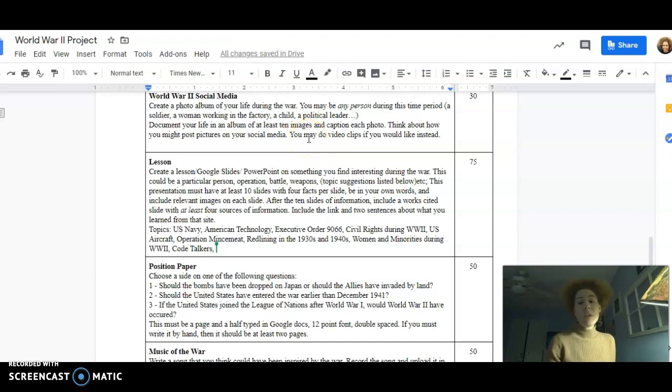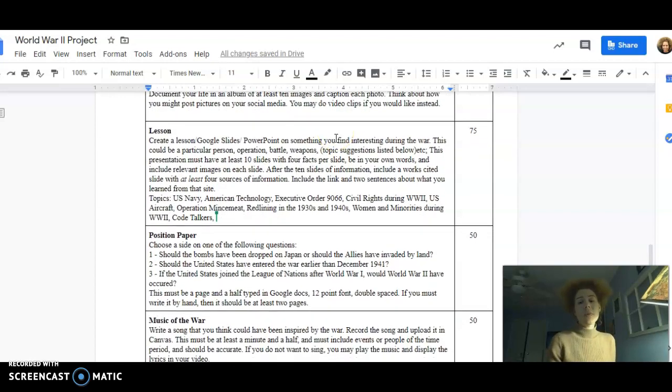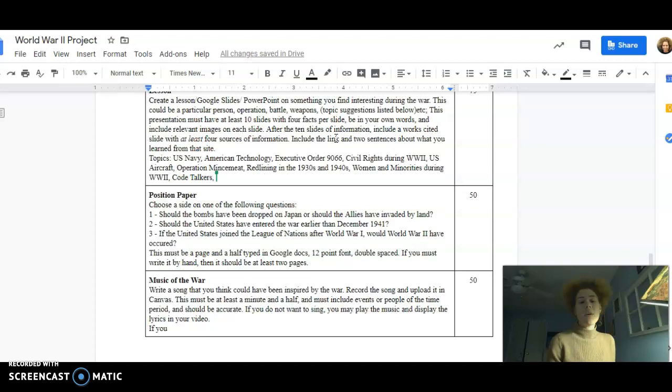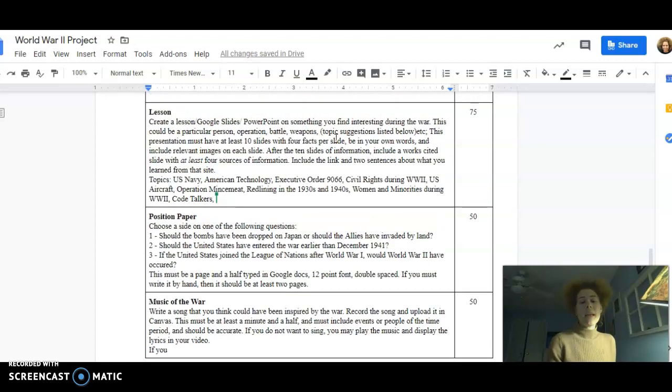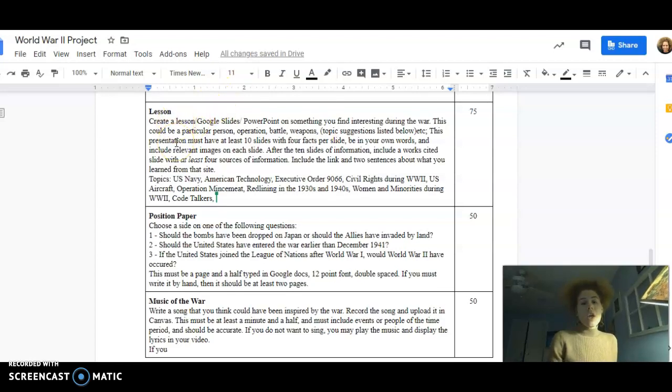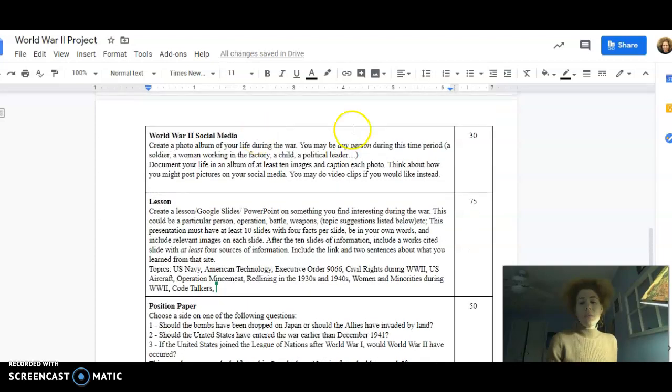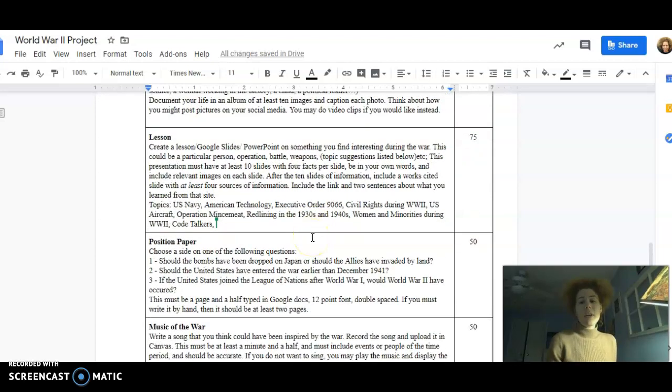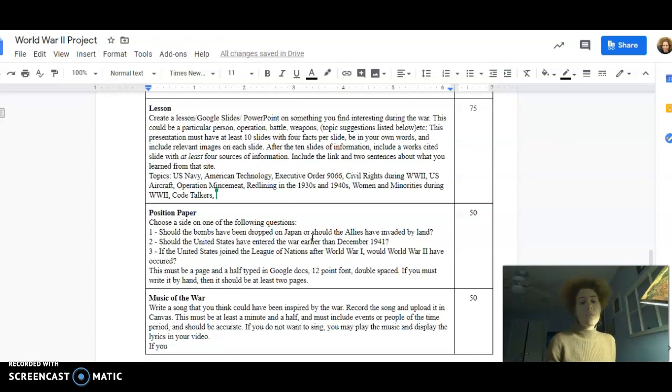And you can do video clips if you want. I know a lot of y'all probably do video clips with your social media, so you should be familiar with that. And you'll just submit them through Canvas. You'll have the ability to upload files. This next part, that one is worth 30 points. This next part is worth 75. So here's another one that's pretty big.